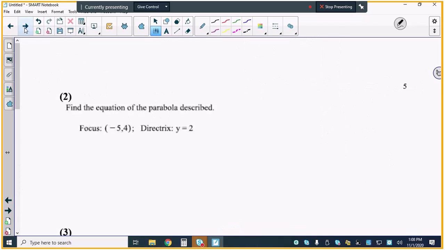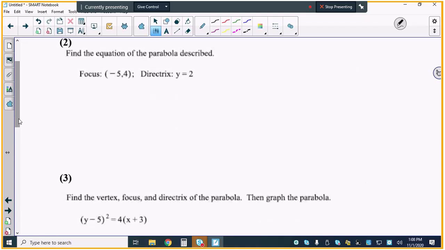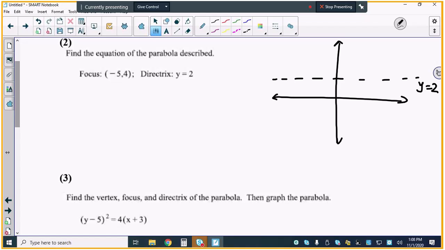Let's see what else we have. Find the equation of the parabola as described. Focus and directrix are given to me. So directrix is y equal to 2. That's a horizontal line. As soon as I know that, I know the axis of symmetry as well. So y equal to 2 is the directrix. That means the parabola is going to have axis of symmetry which is vertical. So if it helps, write it down. Axis of symmetry, vertical.